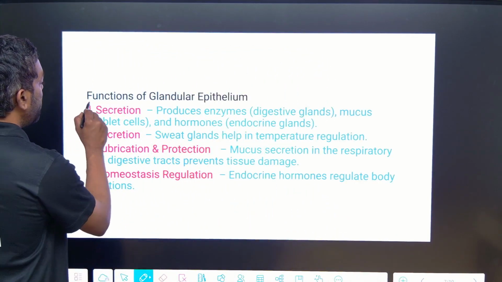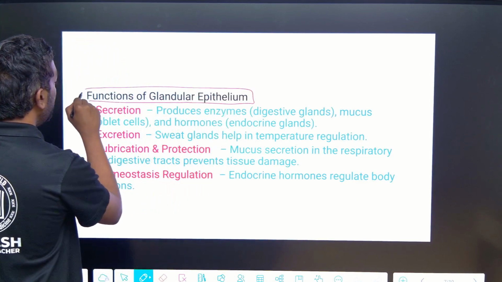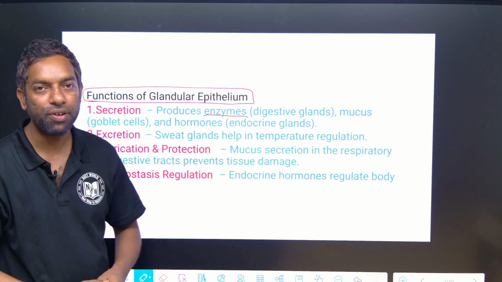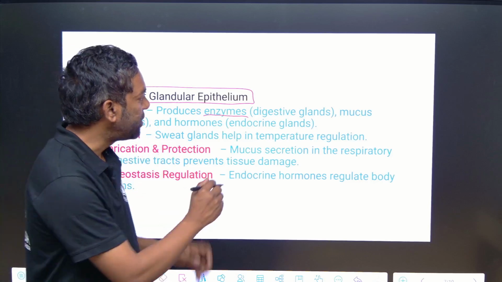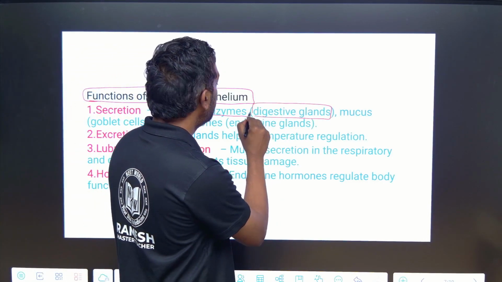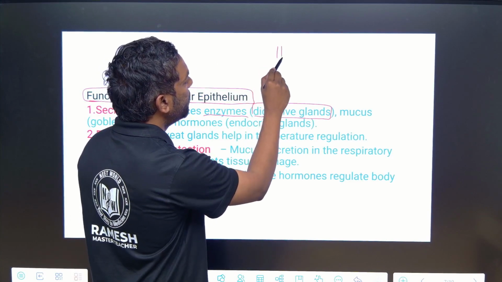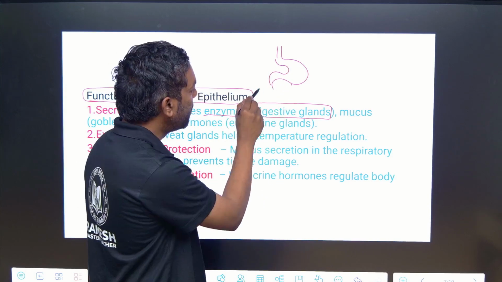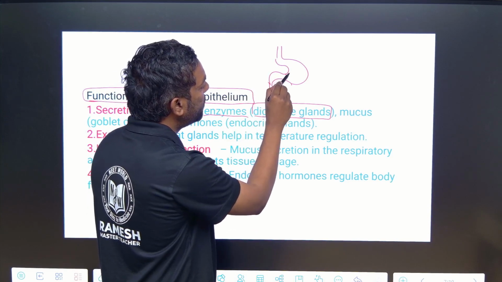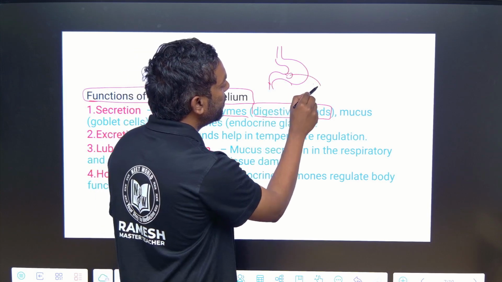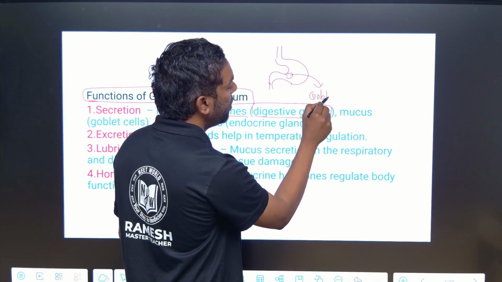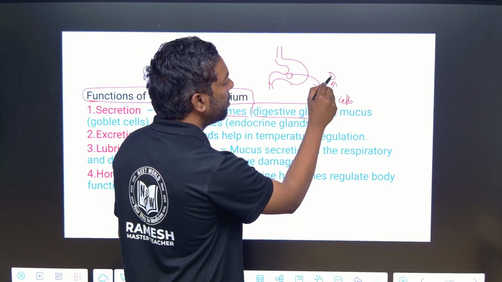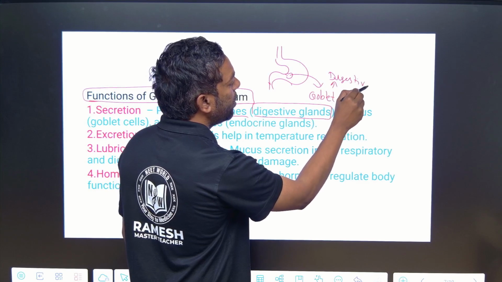Functions of the glandular epithelium tissue. What are the functions? They produce enzymes, digestive enzymes. In the digestive system, in the small intestine or stomach, there are goblet cells. They release digestive enzymes.